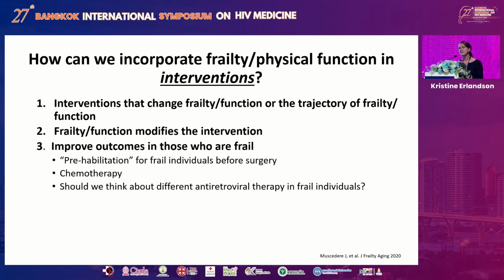And something that I think is definitely a gap in the literature is whether or not we should think about different antiretroviral therapy in frail individuals or different dosing of antiretroviral therapy. Something that we might think about with long-acting injectables is whether someone who's frail would have the same pharmacokinetics with these agents when they have a lot less muscle mass.